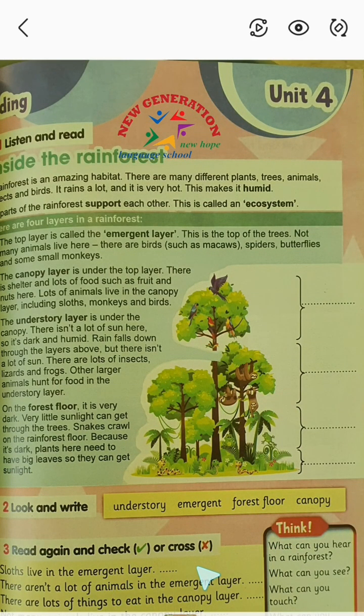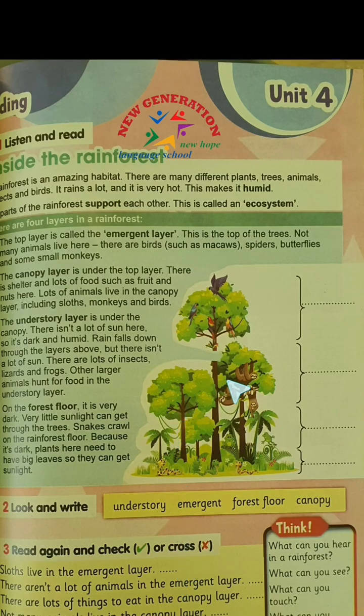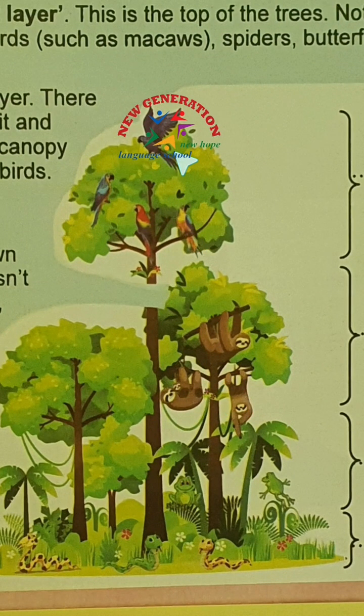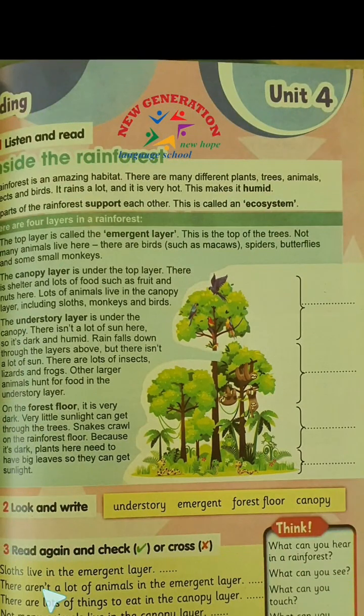Sloths live in the emergent layer. Of course, the answer is no. Why? Because sloths are big. They cannot go up here at the top. There aren't a lot of animals in the emergent layer. The answer is what? Yes. There aren't a lot of animals in the emergent layer. The answer is yes. Yes, of course.